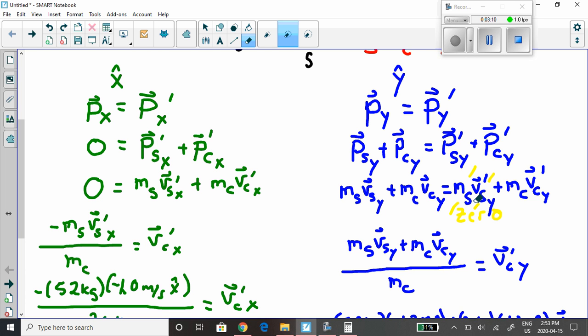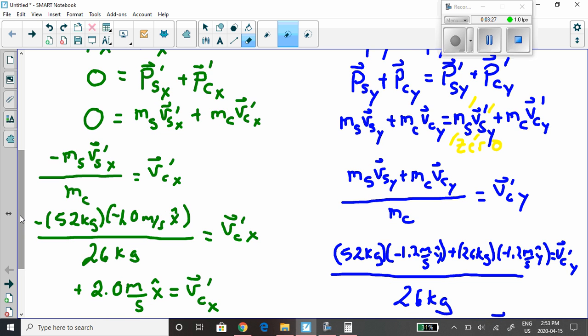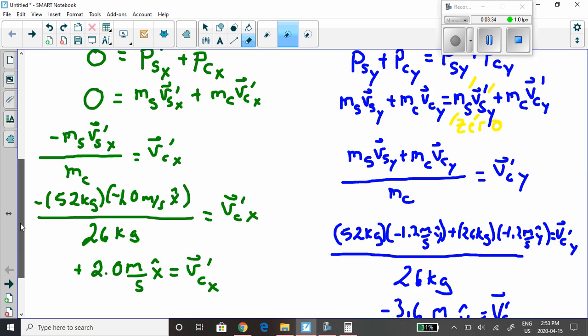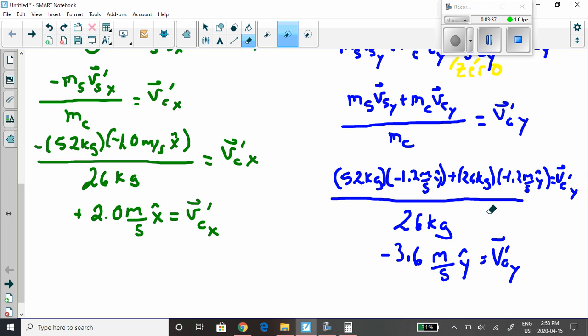But if you take a look at the velocity of the student as they're walking, it's completely west, negative x hat. So there's no y component here. It's gone, 0. There's no y component to the velocity. Bingo, bango, it's gone. So what we do is we divide both sides by the mass of the cart. And we plug in our numbers. We use our handy dandy fancy dancy calculator to do some supercalifragilistic calculations.